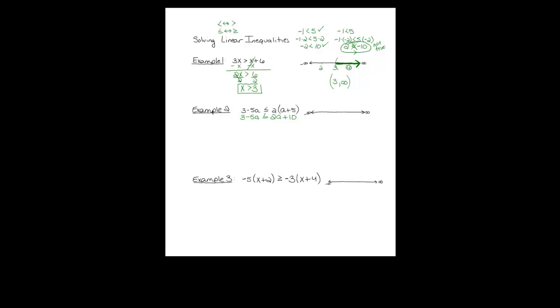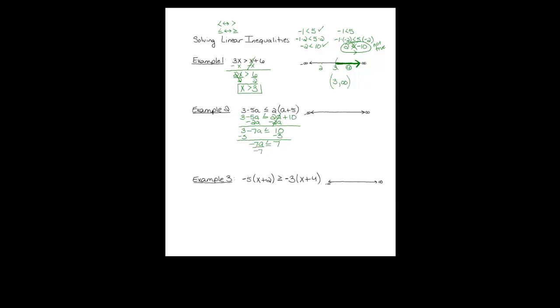Now solve. I'm going to subtract 2a from both sides. So over here on the left, I have 3 minus 7a is less than or equal to 2a minus 2a equals 0. So on the right-hand side, I'm left with 10. Subtracting 3 from both sides. On the left, I'm left with just negative 7a is less than or equal to 10 minus 3 is 7.